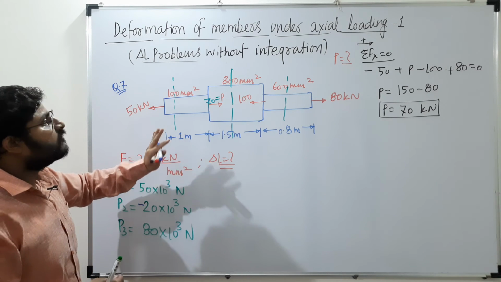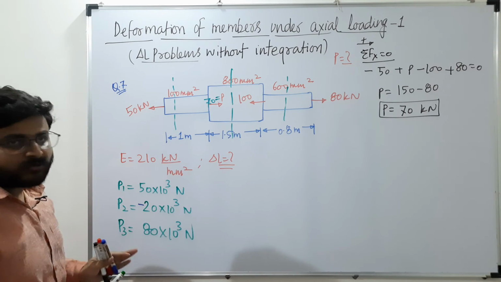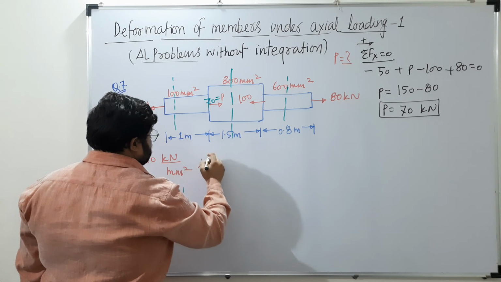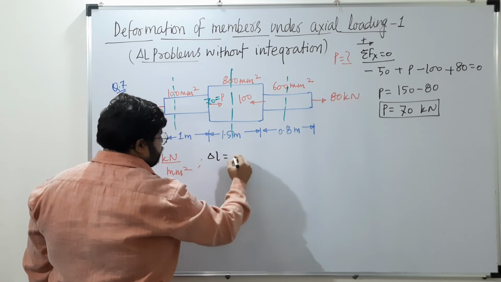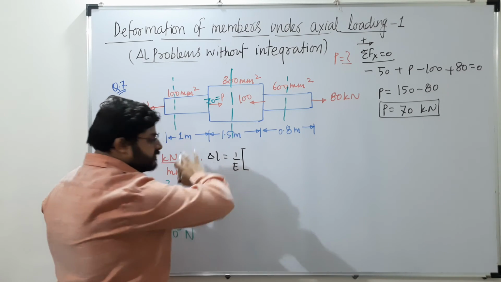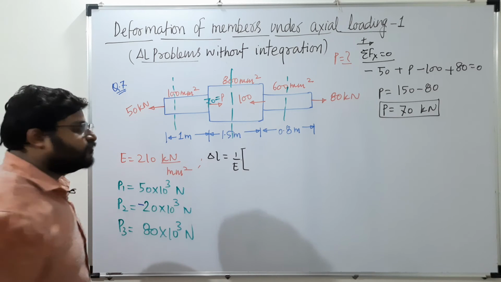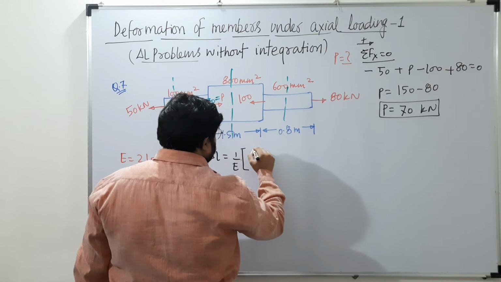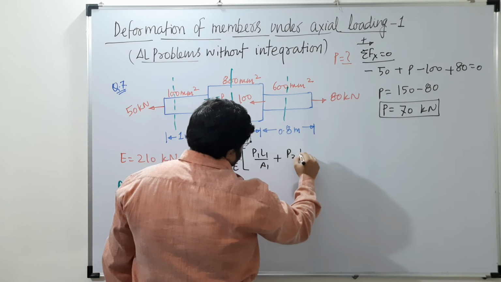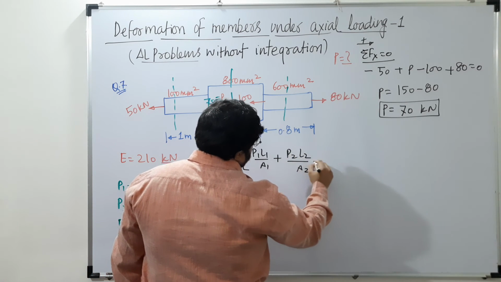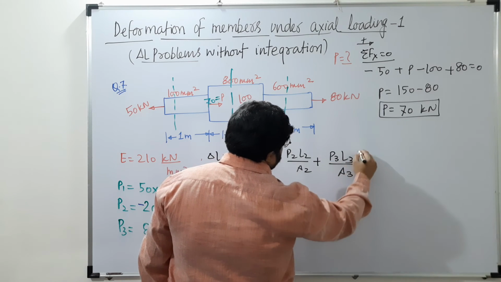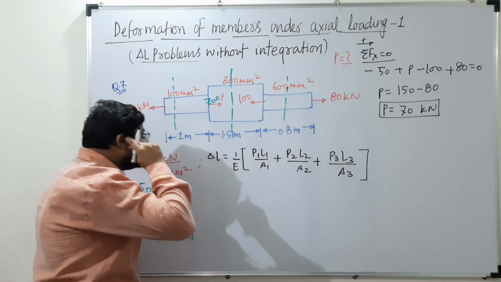All other values are not the same, but the E value is the same throughout. So what we can do is write delta L is equal to 1 upon E. The E value we will take common because it is constant throughout, and then it is equal to P1 L1 upon A1 plus P2 L2 upon A2 plus P3 L3 upon A3. We have to go by this.